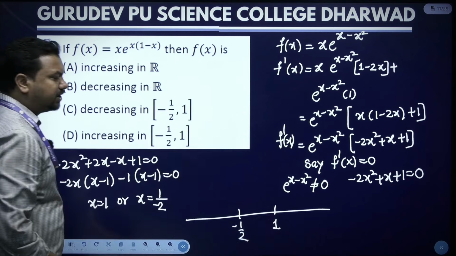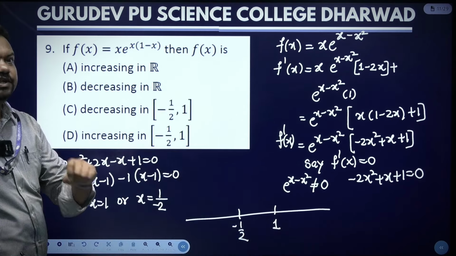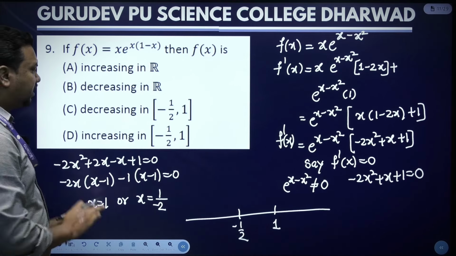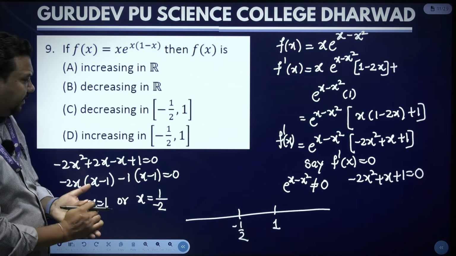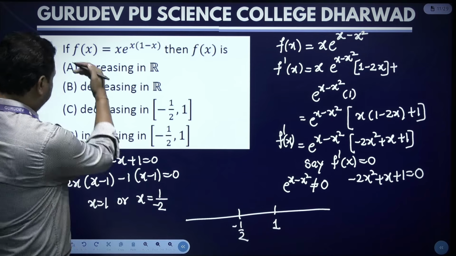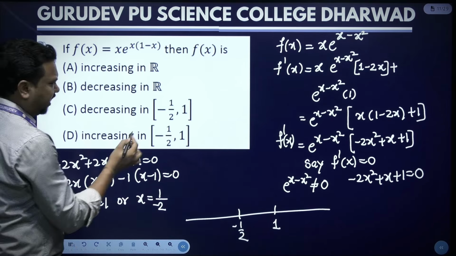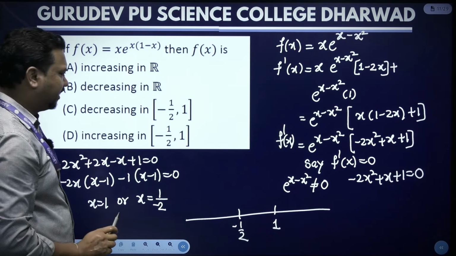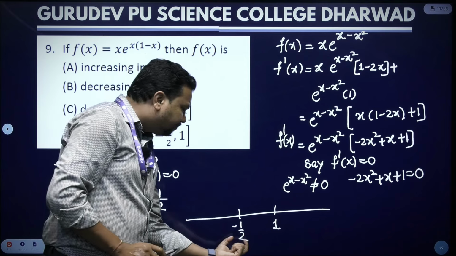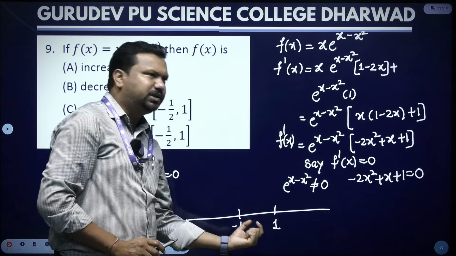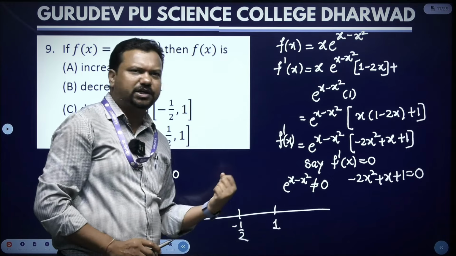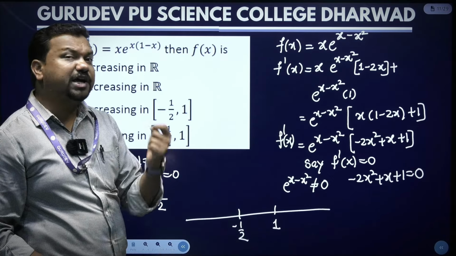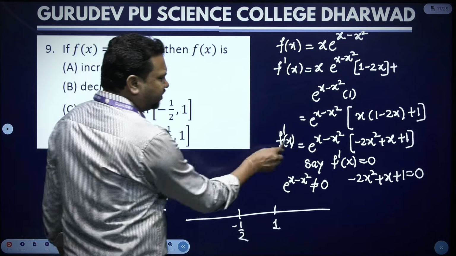Then you have to understand the behavior of the function in the neighborhood of that point. Okay, now it is easy to consider. Look, among the options, check the behavior in those intervals. Minus 1 by 2 to 1, that is minus 0.5 to 1, I will consider f dash of 0.